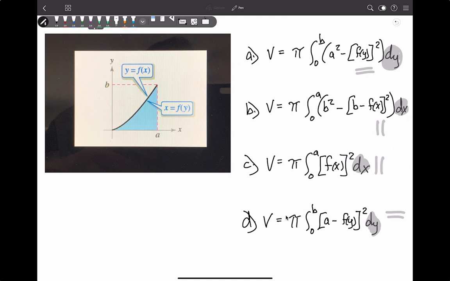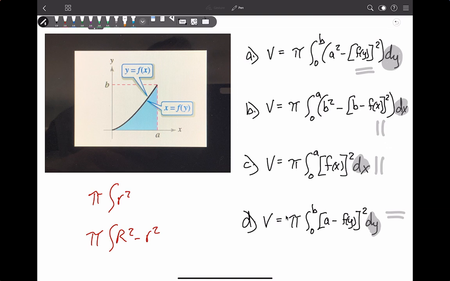The second thing that you should identify is: is it the disk or the washer method? Okay, is it the disk method, which is just one r value that you have, and it could be dx or dy, it doesn't matter. Or is it going to be the washer method where it's big R squared minus little r squared? Okay, so let's highlight those pieces here.